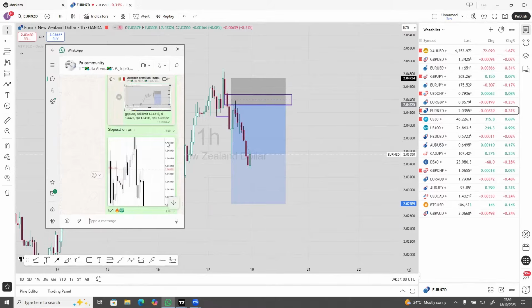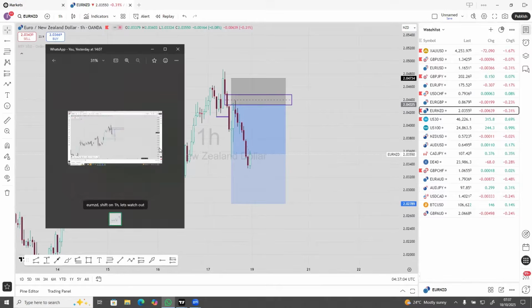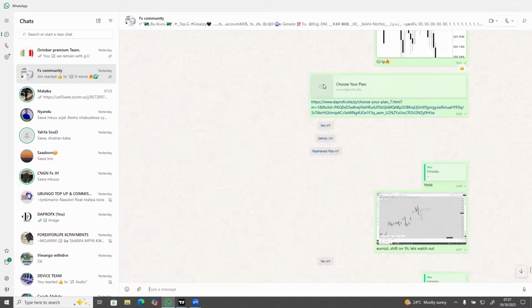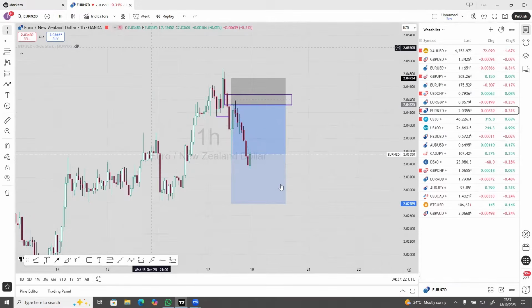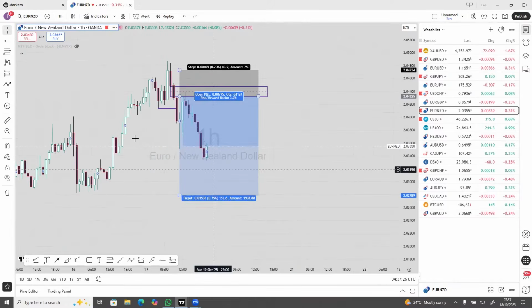Also, I can share in the community freely that you can see there is an unmitigated FVG shift. You were only supposed to press entry sell limit and then you would have held there very well. So that is correct. So what next?